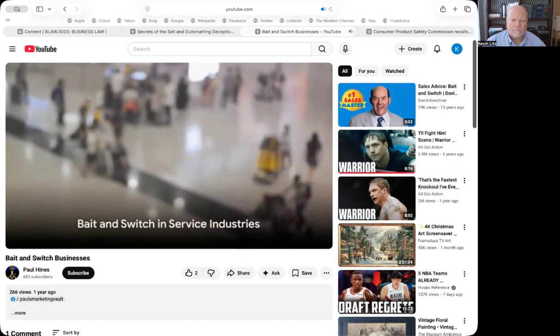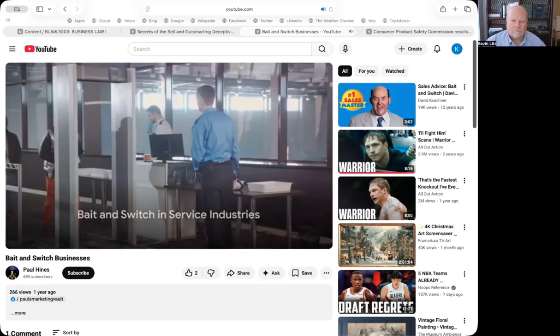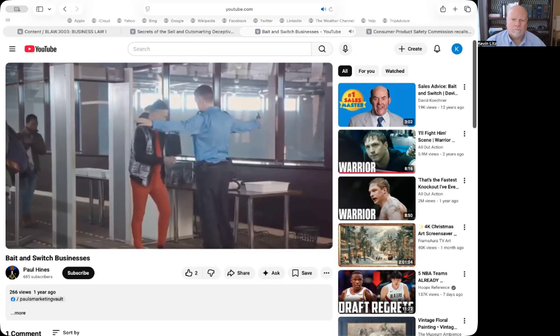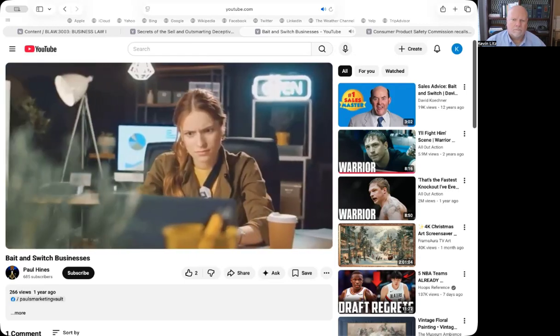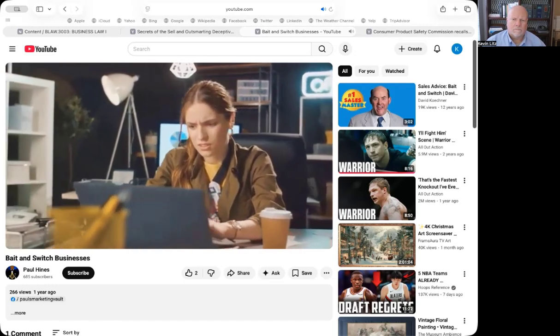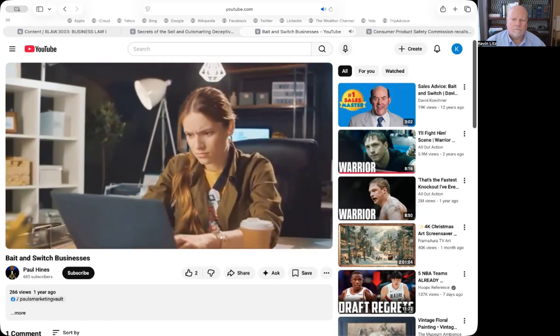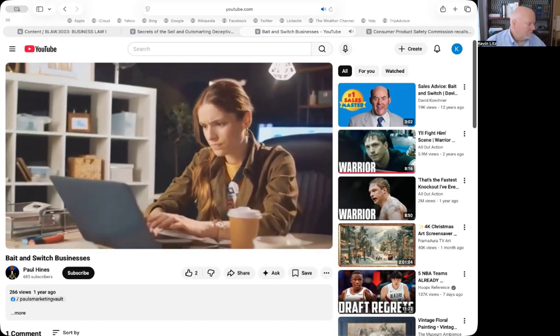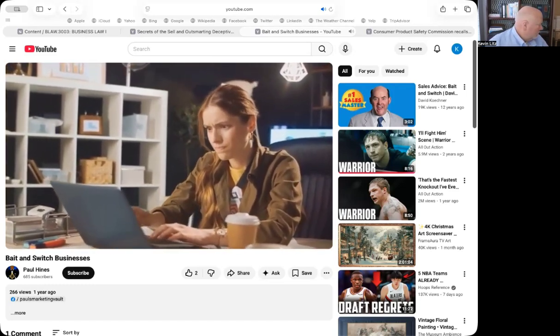These tactics are not confined to tangible goods. Service industries like airlines or internet providers also employ bait and switch strategies. A low-cost flight or a high-speed internet plan is advertised, but when customers attempt to purchase, they find the deal is either unavailable or comes with a host of hidden charges and conditions.